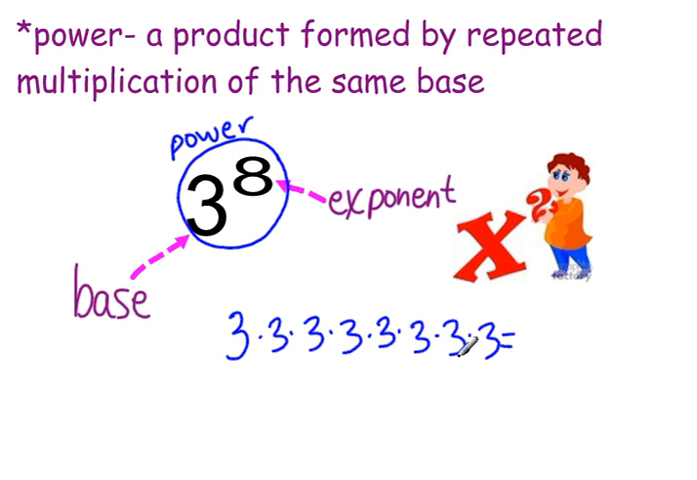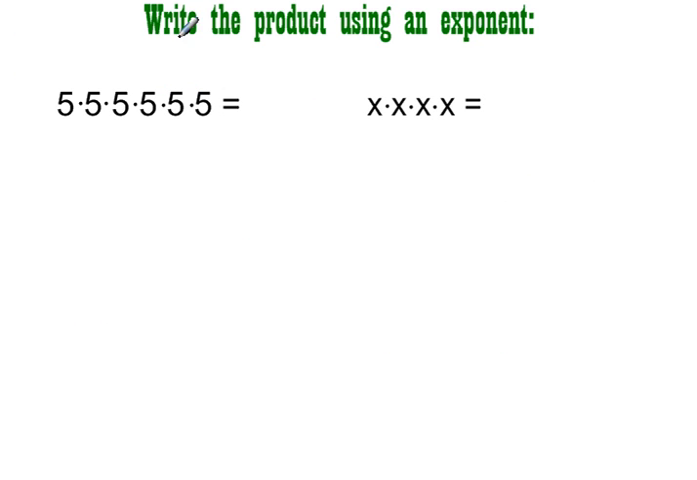And to actually come up with this answer, I would have you use a calculator. This would be a very large number. In fact, much, much larger than I would ever have you do by hand. But what we will do with this type of work is to write a product using an exponent. So in this problem, I'm not asking you to do 5 times 5 times 5 times 5 times 5 times 5, but I am asking you to write it using an exponent.